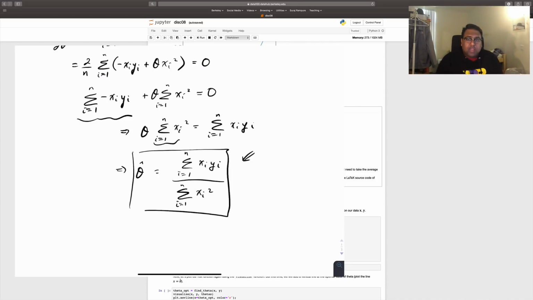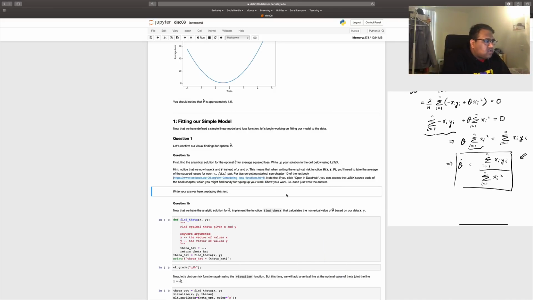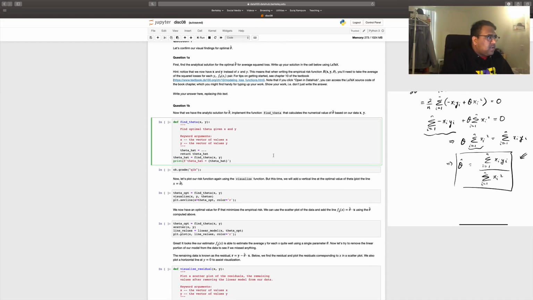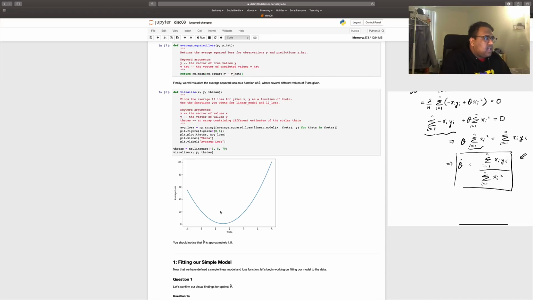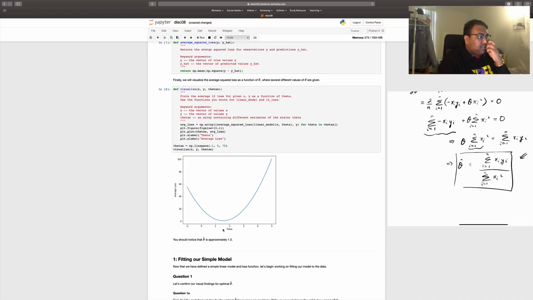Okay, so now that we have that, we can implement it in code and see if what we have is correct. So now that we have the analytical solution for theta hat, implement the function find theta. Okay, so what's theta hat? Well, it's the sum of x times y, and we can do that because everything's vectorized when we're using NumPy arrays, over the sum of x squared. That should be okay. And it tells us theta hat is 1.5502-ish. And as we saw up here, approximately theta hat is 1.5.